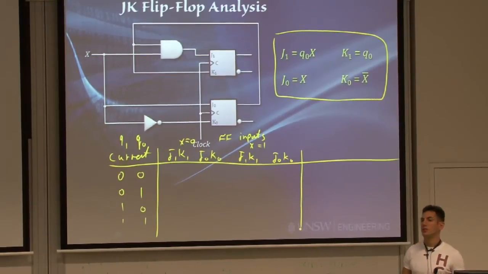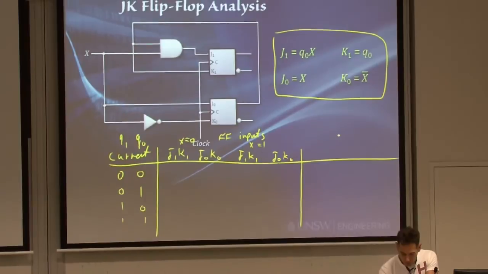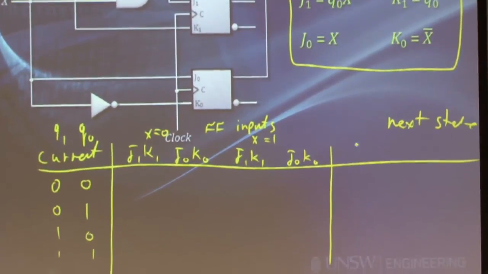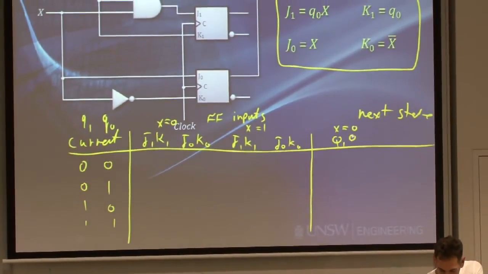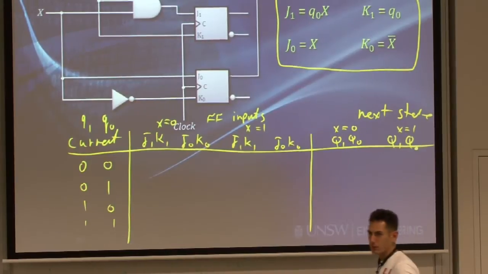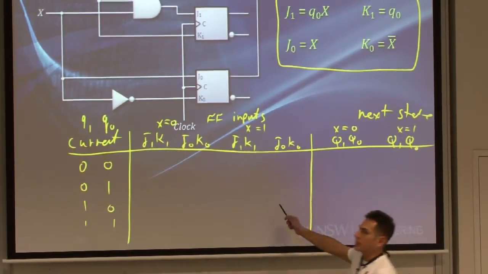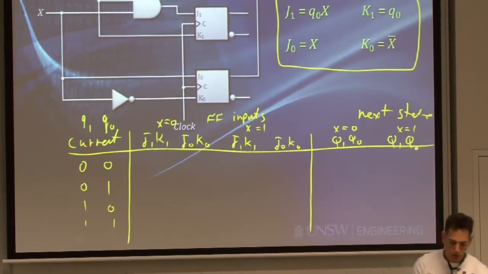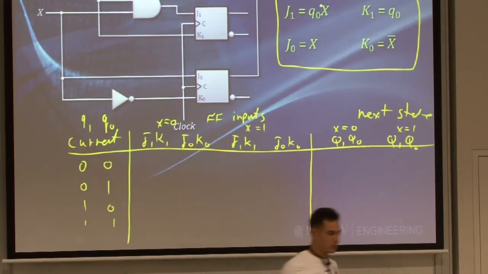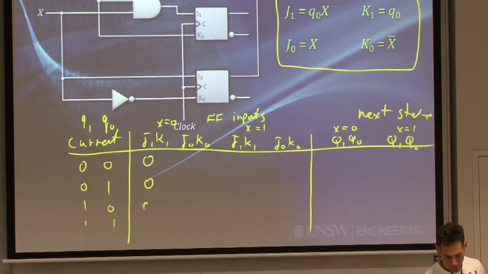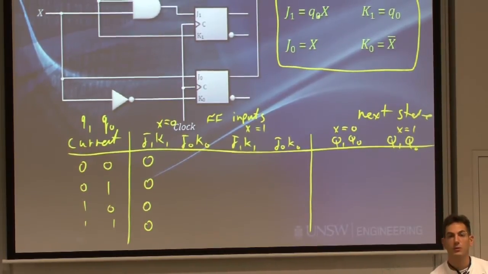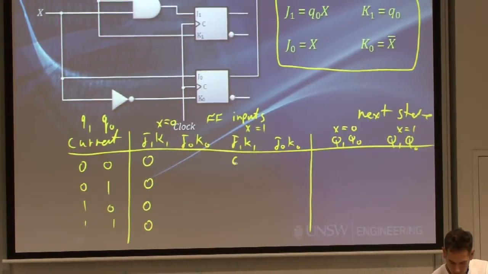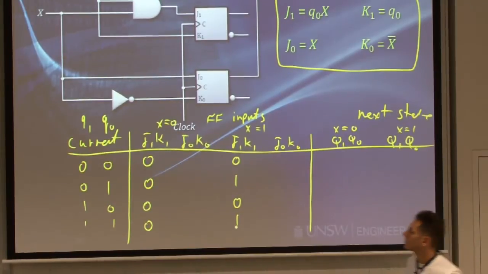Once I know the inputs of the flip-flops, it's actually very easy to figure out what will be the next state. So this will then be the next state column, where this will be Q1, Q0 for x equals 0, and Q1, Q0 when x equals 1. Now, these can be filled directly from the equation up there. The equation for J1 depends on Q0 and x. Therefore, all the places where x is 0, bless you, J1 will be 0 as well. All the places that x equals 1, then J1 will just follow Q0. So here, Q0 is 0, 1, 0, 1. It's this column here.